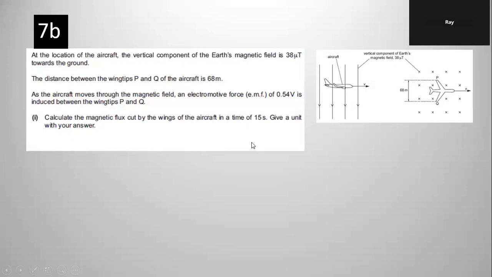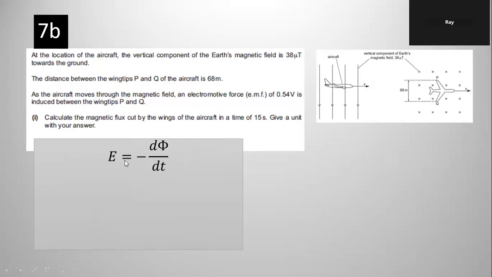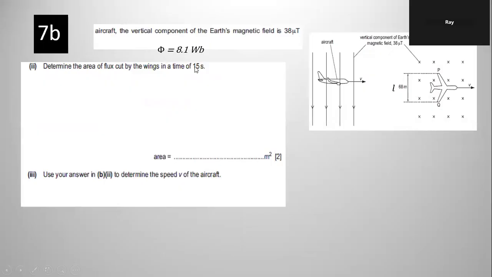Use your definition. EMF induced equals minus d phi dt. Cross multiply. Want to find flux. EMF is given. So EMF times time, cross multiply. 0.554 volt, 15 seconds. So 8.1 watt. Weber, sorry. Weber, not watt. Calculated that.